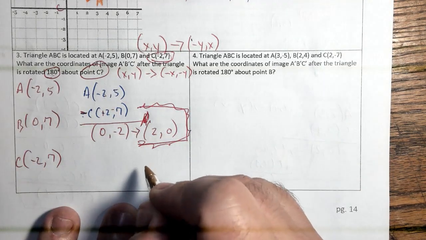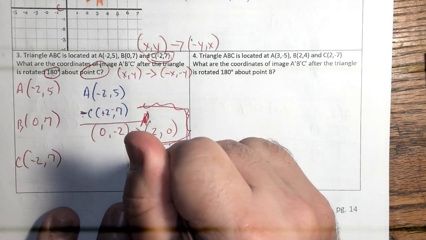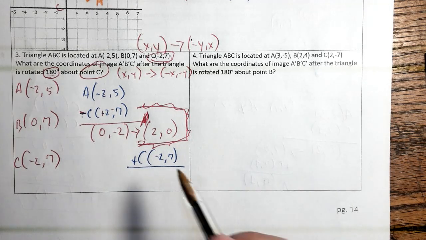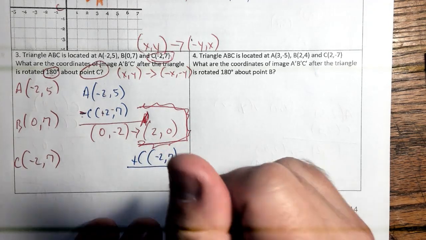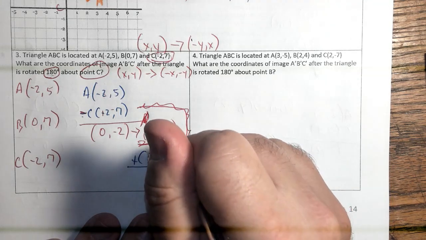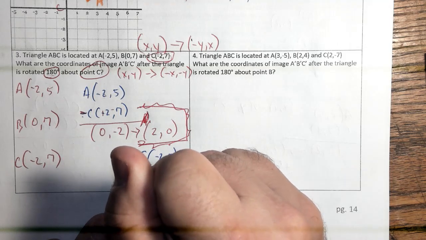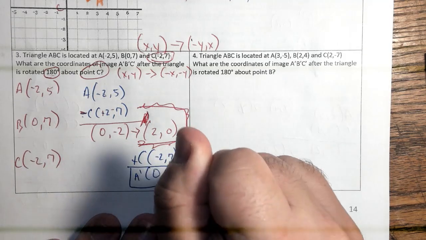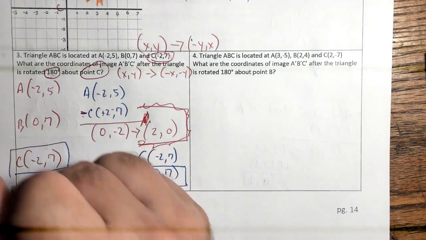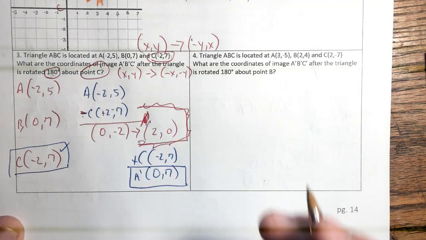So our rule here, then we go down to add C back in. Again, C is -2, 7. So we don't change it this time. So 2 minus 2 again is 0. And then 0 plus 7 is 7. So our A prime is 0, 7. Okay, C is the point that we're rotating at. So C won't change. So this is already good.